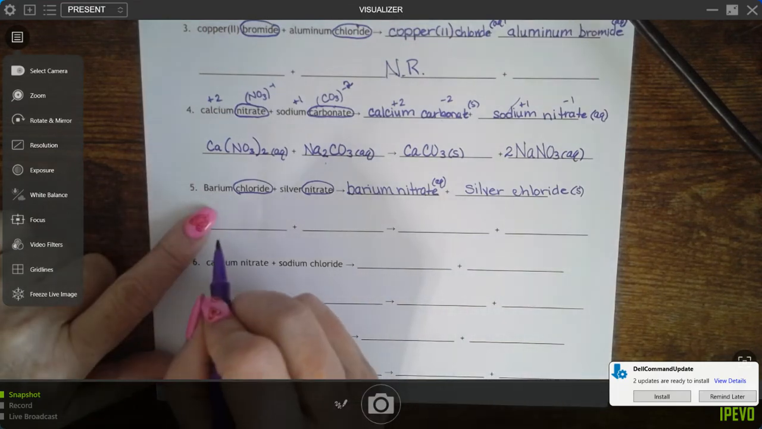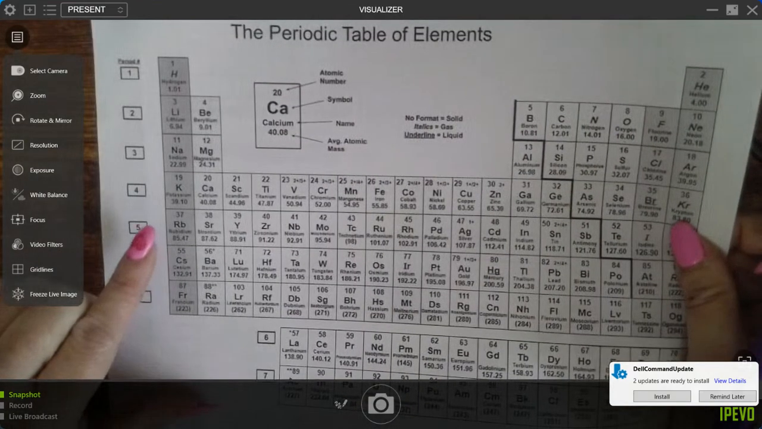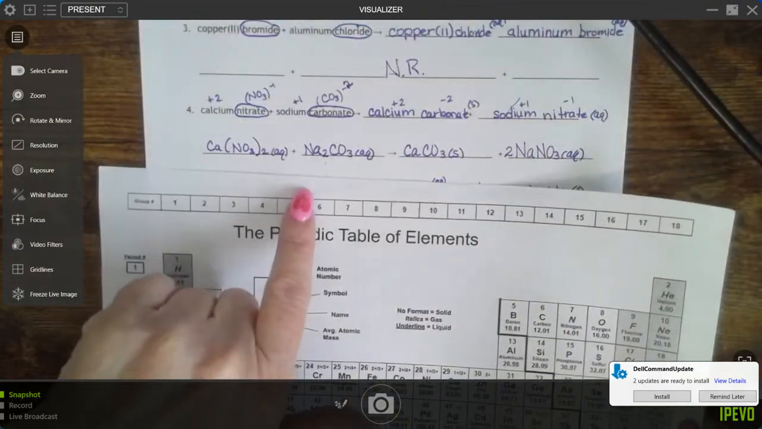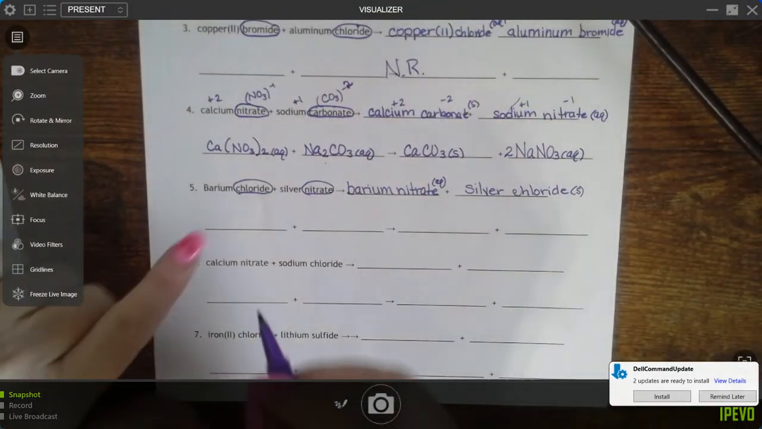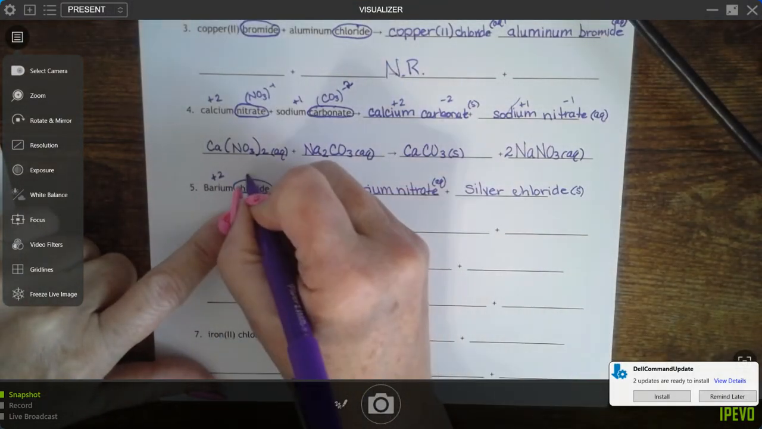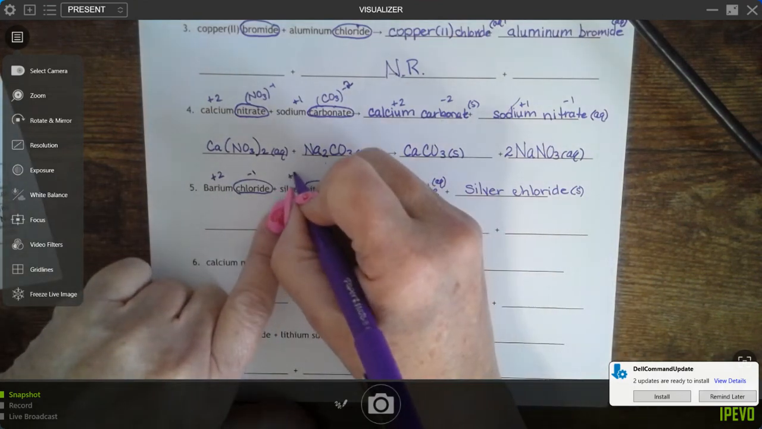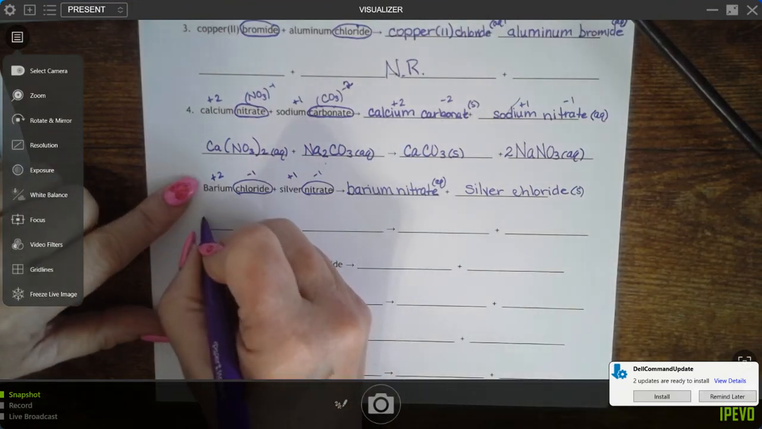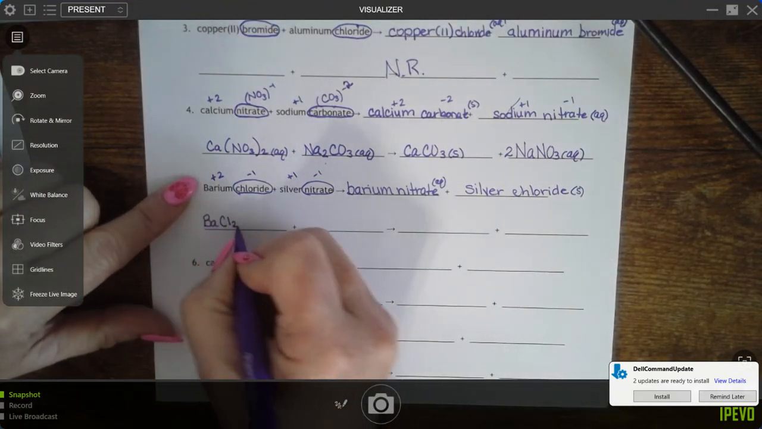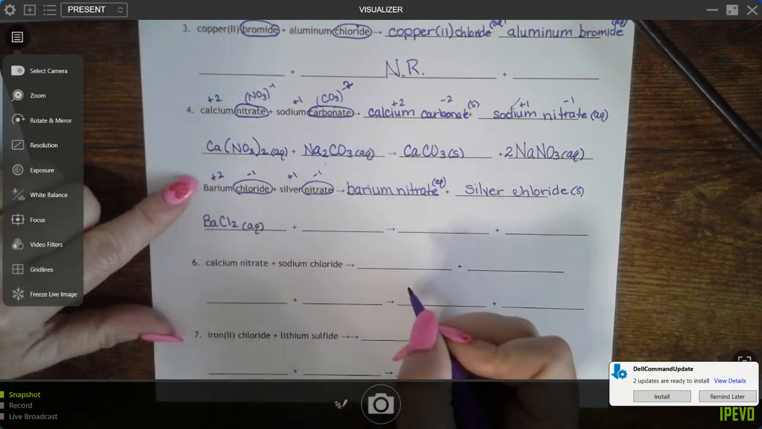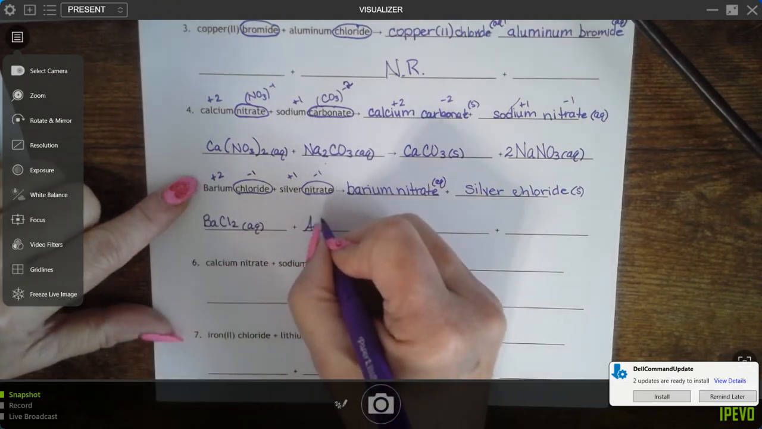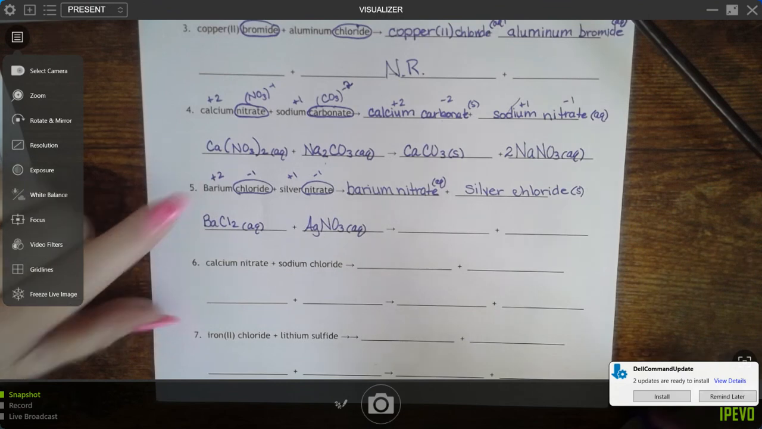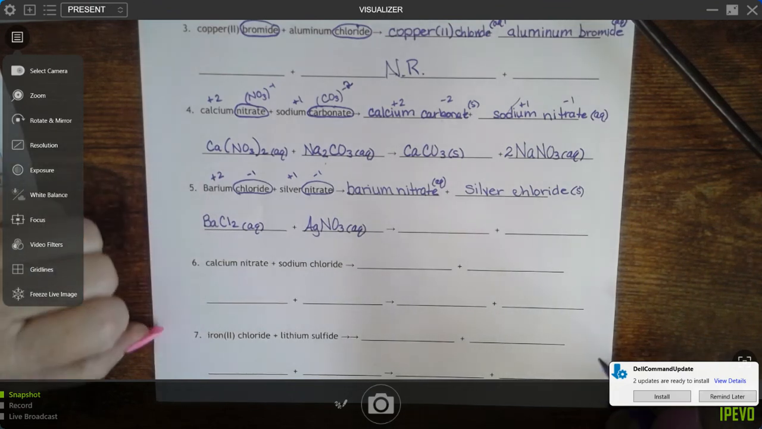All right. If you look at your periodic table, barium is +2, chlorine is -1. So we end up with a +2 charge on barium, -1 on chlorine. Silver's always +1, nitrate's -1. All right, so we end up with BaCl2 plus AgNO3, aqueous. Both of those are aqueous. Our reactants are always going to be aqueous, okay?